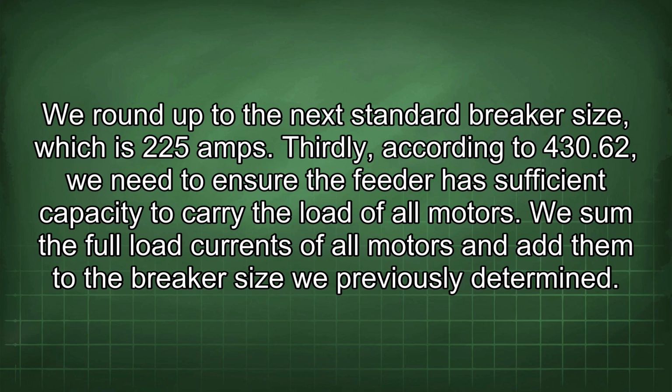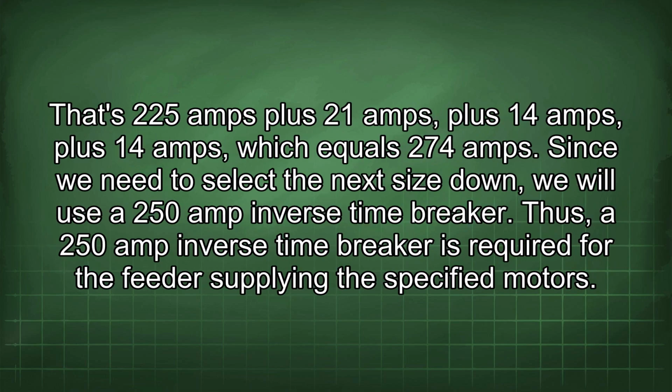Thirdly, according to 430.62, we need to ensure the feeder has sufficient capacity to carry the load of all motors. We sum the full load currents of all motors and add them to the breaker size we previously determined. That's 225 amps plus 21 amps plus 14 amps plus 14 amps, which equals 274 amps. Since we need to select the next size down, we will use a 250 amp inverse time breaker. Thus, a 250 amp inverse time breaker is required for the feeder supplying the specified motors.